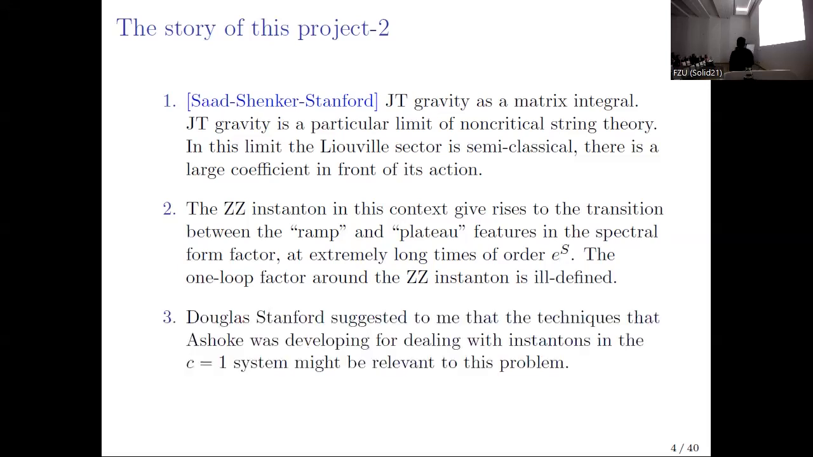So Douglas Stanford actually suggested to me that these techniques that Ashok was developing, which I talked about on the previous slide, to deal with the instantons in the C=1 system might also be relevant to this problem. Okay, so that's how I got into it. I started thinking about it, and I was visiting Bangalore in January of this year, and I was talking to Ashok, and we managed to make progress and write a couple of papers about this.